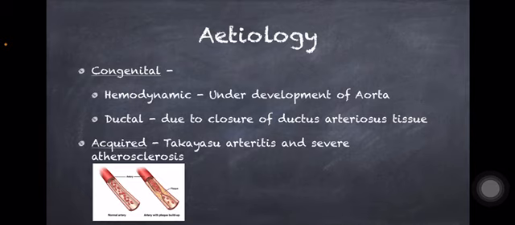In congenital, we can see hemodynamic, which is caused by underdevelopment of the aorta due to abnormally decreased intrauterine blood flow, and ductal, which is caused by closure of the ductus arteriosus, tissue that extends into the thoracic aorta.